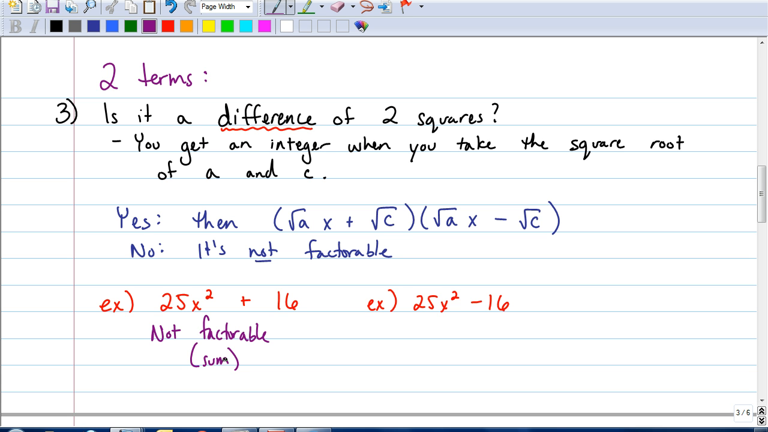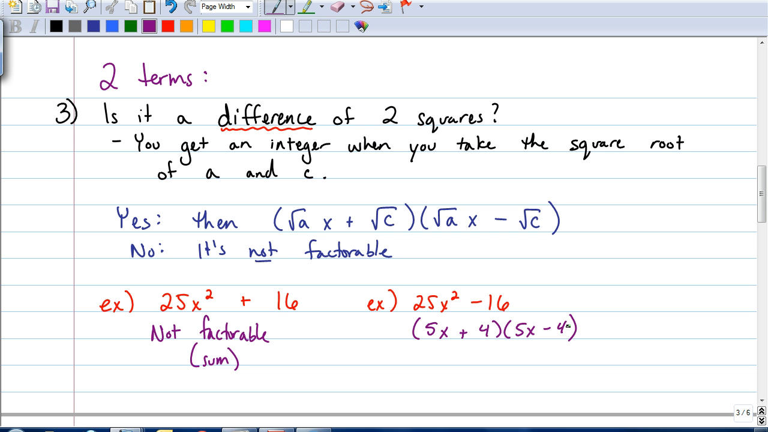But let's look at the next one. Here we have a difference. We are subtracting. Can I take the square root of 25 and get an integer? Yes, square root of 25 is 5. Can I get a square root of 16 and get an integer? Yes, it's going to be 4. So this we can factor down to be the square root of 25, which is 5x, plus the square root of 16, which is 4. Then we have the conjugate, so it'll be 5x minus 4.